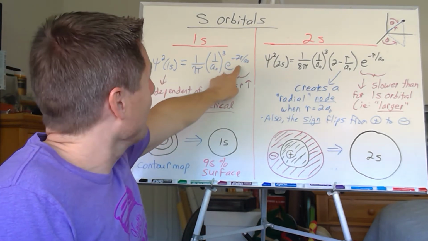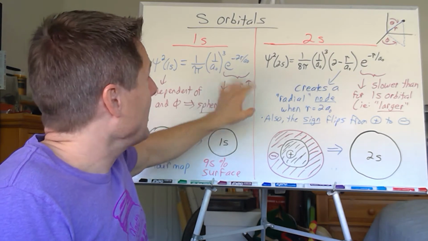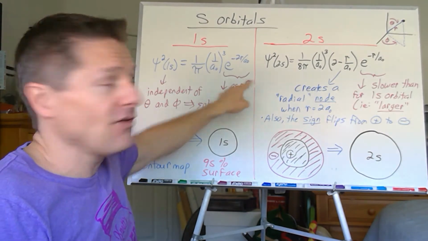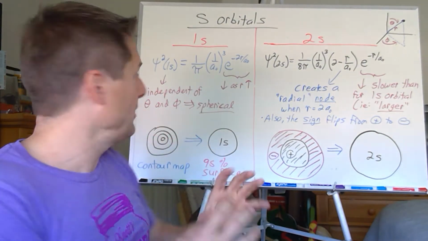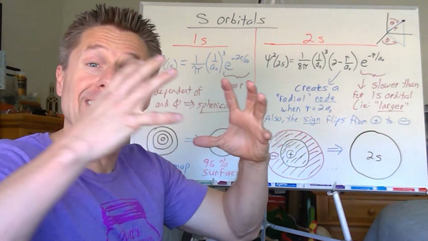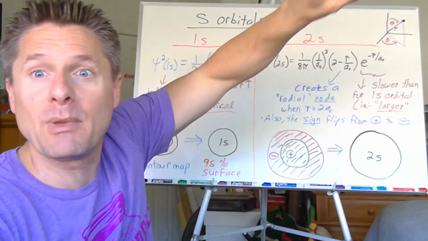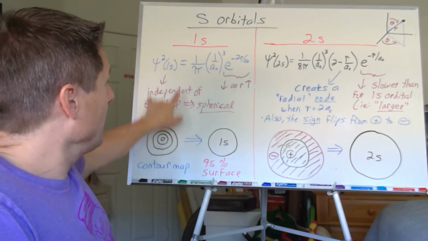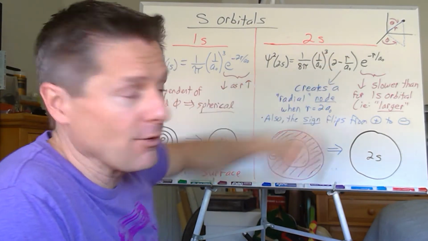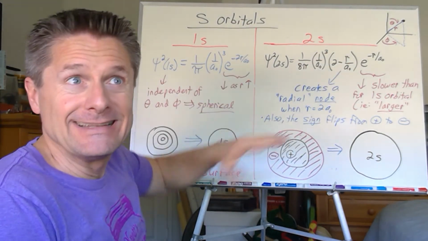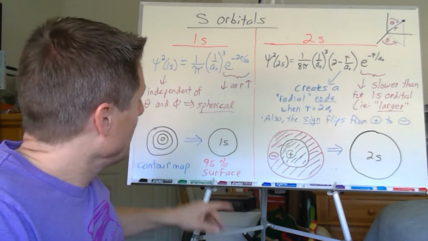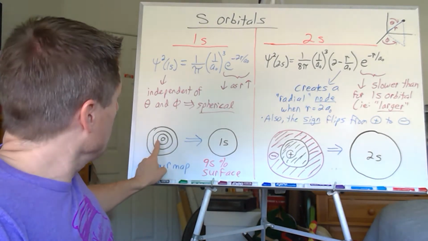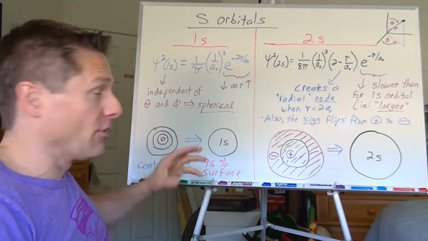Since that negative sign's there, as r increases, the electron probability drops. Do you see that? The electron probability term decreases as r increases. So you have more probability closer to the nucleus, and it gets less and less, fades away, kind of like the atmosphere dissipates as you get further away from the surface of the planet, and then just becomes outer space. So it's spherical because there's none of those angles in it, and it gets less probabilistic as it gets further out. If we drew it like a contour map, the biggest probabilities are closest to the nucleus, and then they get less and less as you get further away. So it looks like a bullseye.